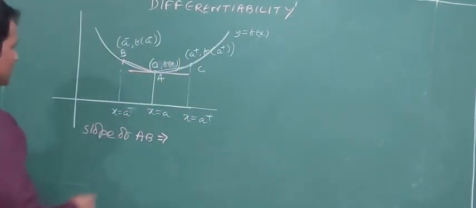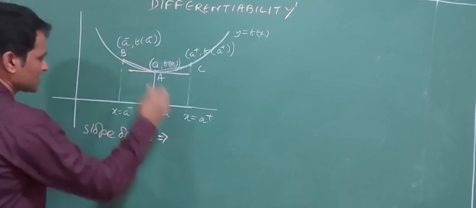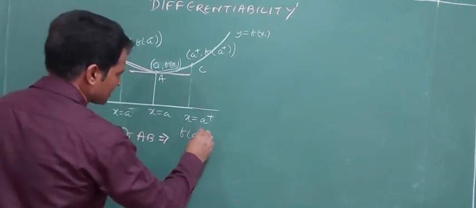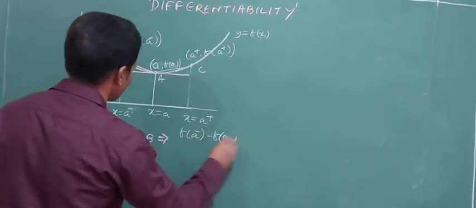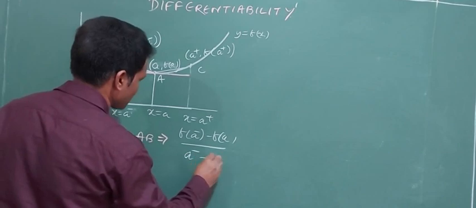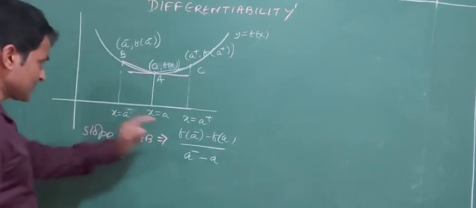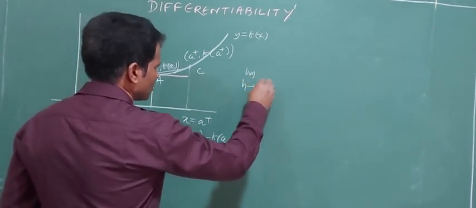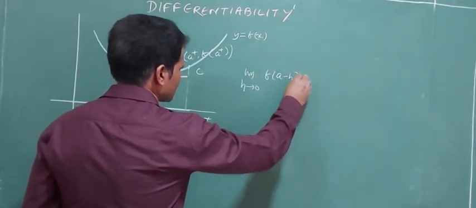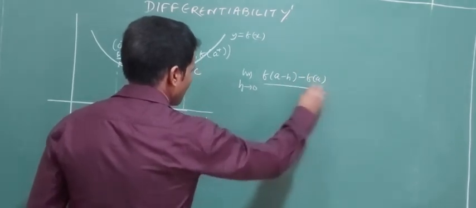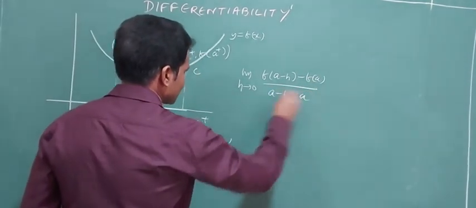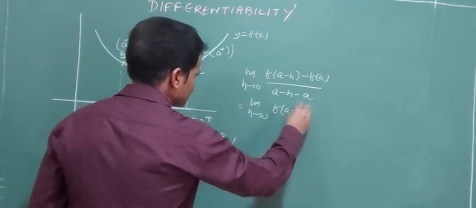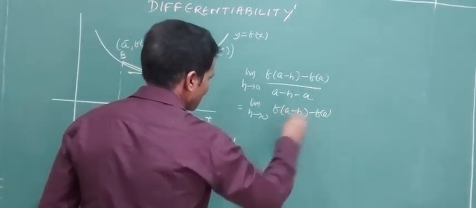What is the slope of AB? y2 minus y1 by x2 minus x1. If A minus h, f of A minus h minus f of A by A minus h minus A. When I replace the point, I must write down limit h tends to 0, f of A minus h minus f of A by minus h.